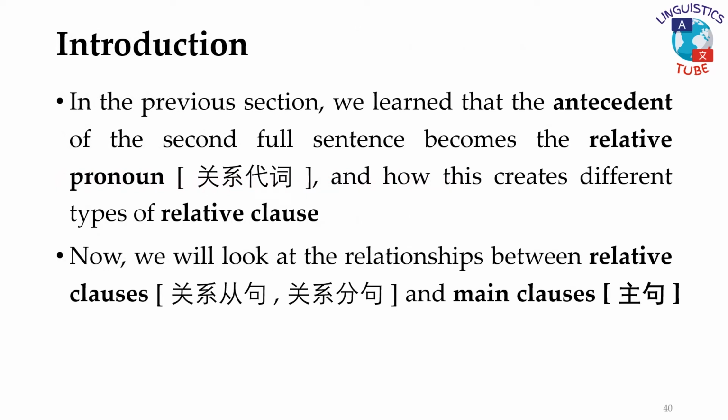In the previous section, we explored the 4 ways in which the subject or the object of the second full sentence can become the relative pronoun. Or, in other words, we learned that the relative pronoun has an antecedent, and we now know how to identify it. Overall, we learned that this process creates different types of relative clause. In the next section, we will build upon this knowledge by going beyond an analysis of the inside of the relative clause and instead examine the different types of relationship that exist between relative clauses and main clauses.